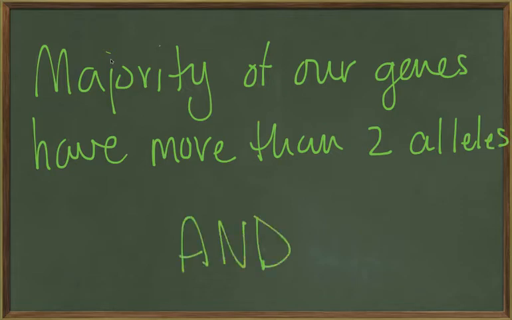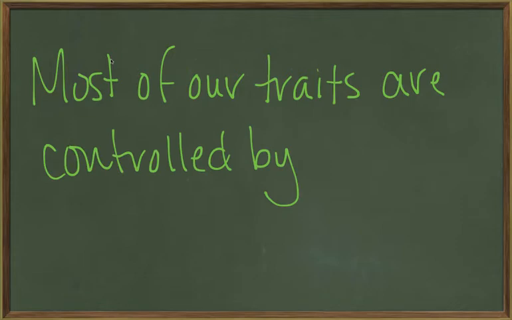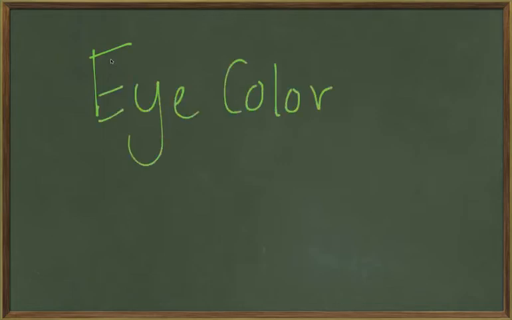And just to continue on with that, most of our traits are controlled by multiple alleles or genes. 2 big examples that I can use to talk about that. One of them is eye color. Now, typically, brown eyes are considered to be the dominant phenotype. Blue eyes are typically considered to be the recessive phenotype.